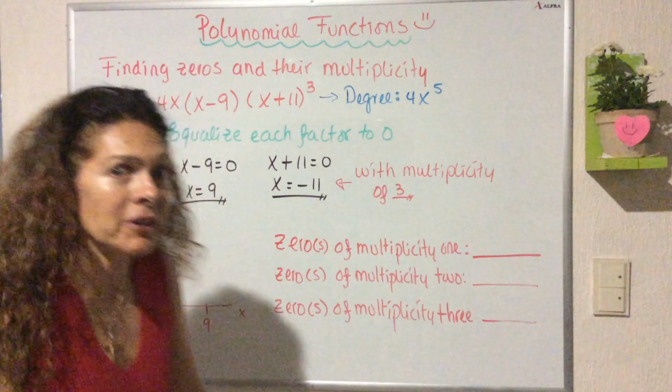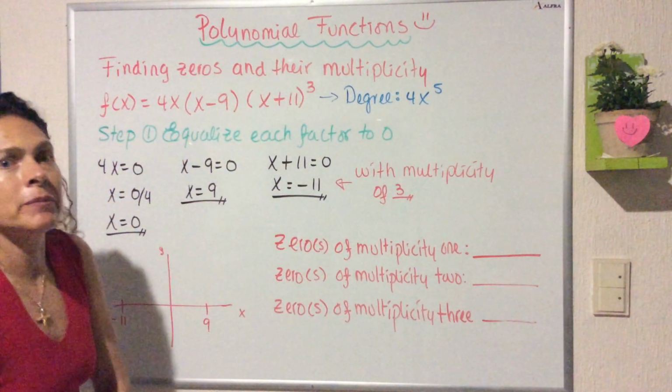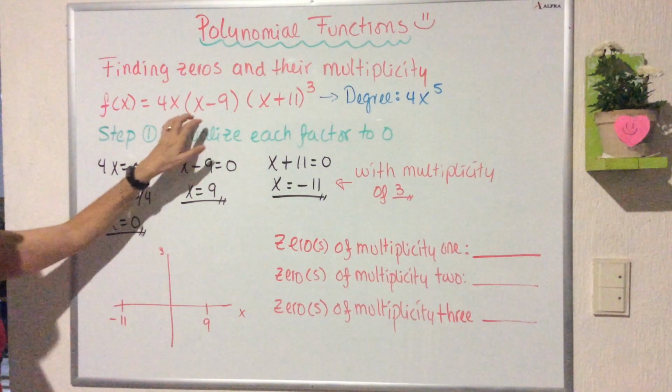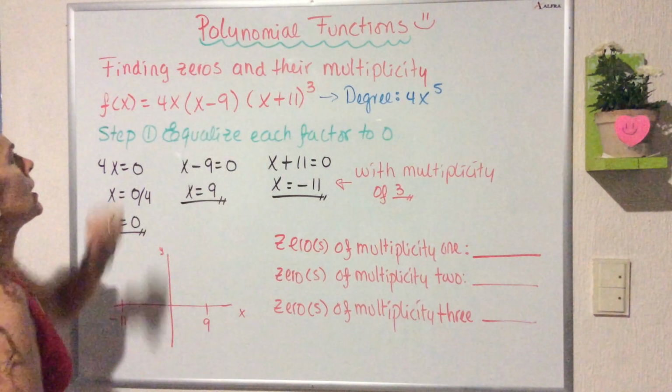Hi dear students, here we have another example. Again, finding zeros and their multiplicity. They are giving us the function in factored form. So again, I want you to get the degree of this function.